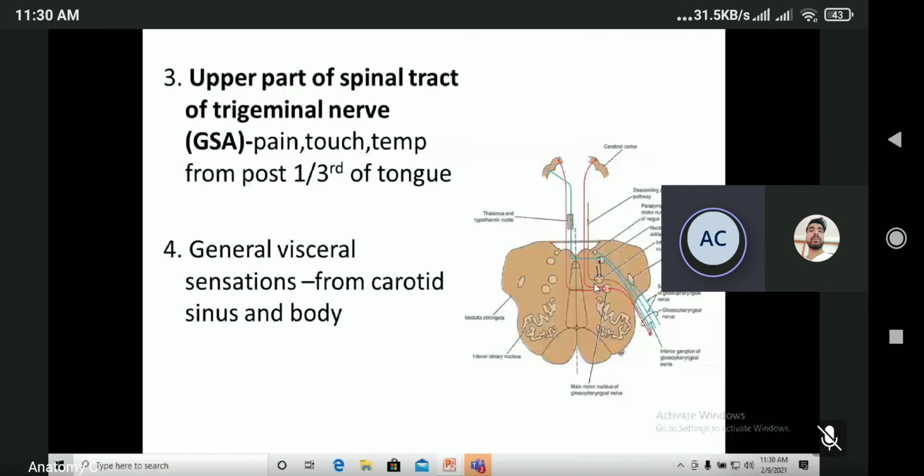Then the upper part of the spinal tract of the trigeminal nerve. This is the spinal nucleus of the trigeminal nerve here, and you will also find the nucleus of the tractus solitarius here. So these are the different nuclei.